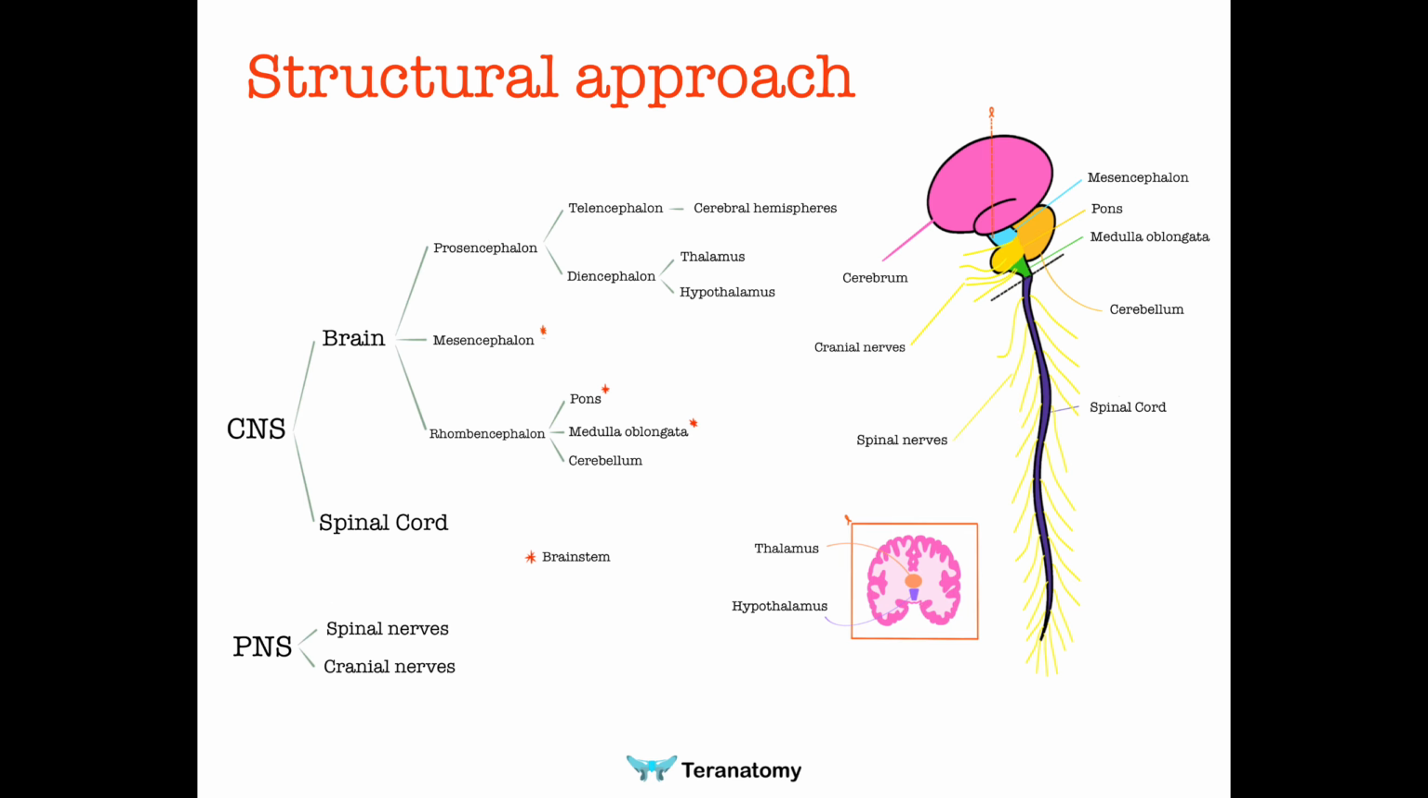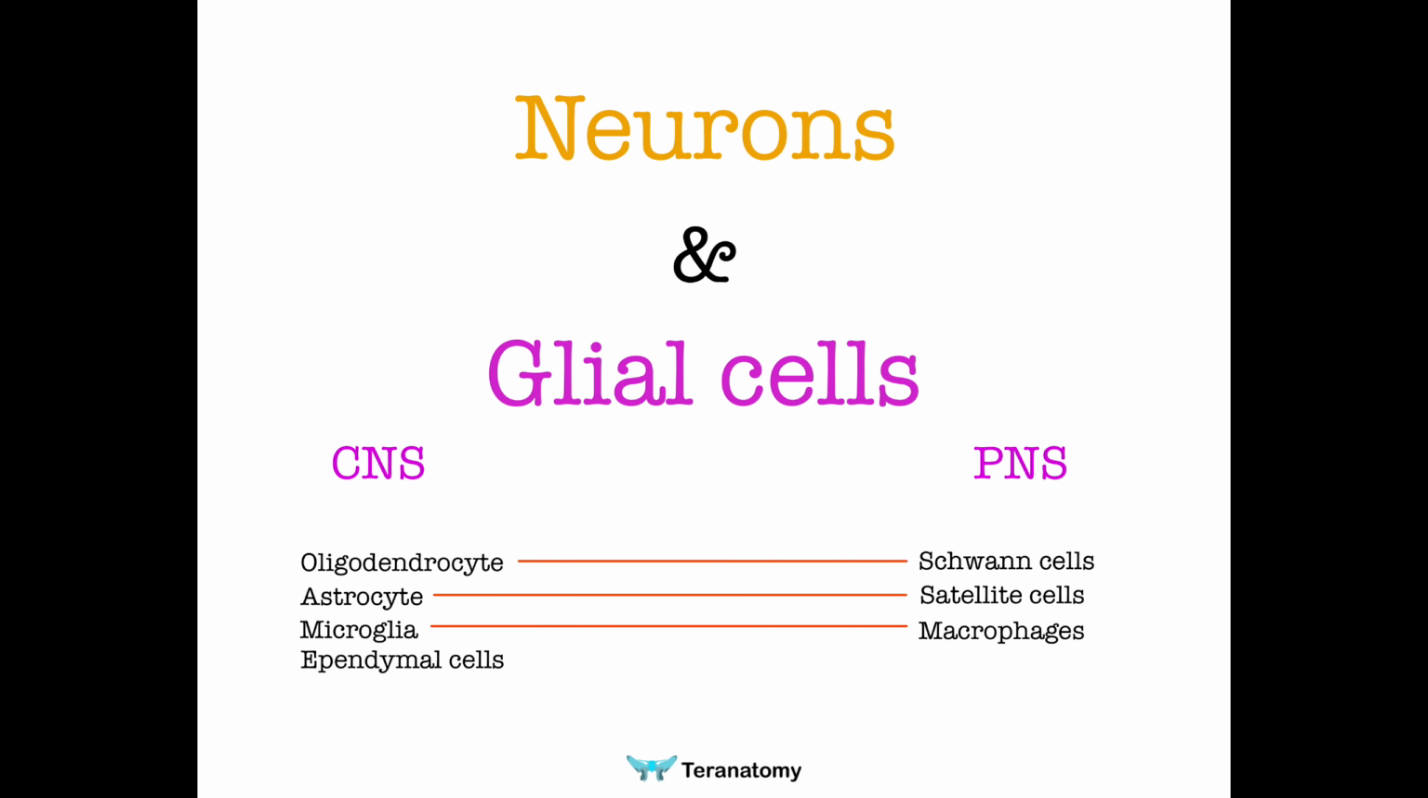The goal is simply to give you a spatial context so that, when we study each structure in detail later, you already know where it belongs within the nervous system. So far, we've been exploring the macroscopic side of the structural approach to the nervous system. Now it's time to move into the microscopic level, that is, to understand what these tissues are actually made of.